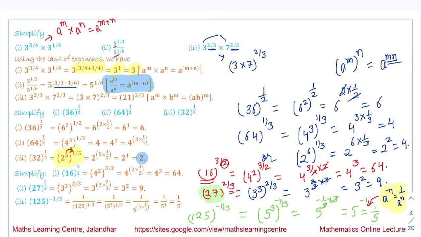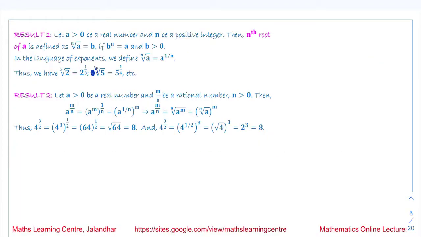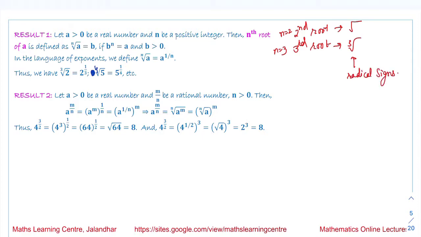Next we have two results. First is, if a is any positive real number and n is any positive integer, then this is the definition for the nth root of a. We can talk about the second root, when n is equal to 2, or the third root, when n is equal to 3. For the second root, the square root sign is there, and for the third, the cube root sign is there. These signs are called the radical signs.